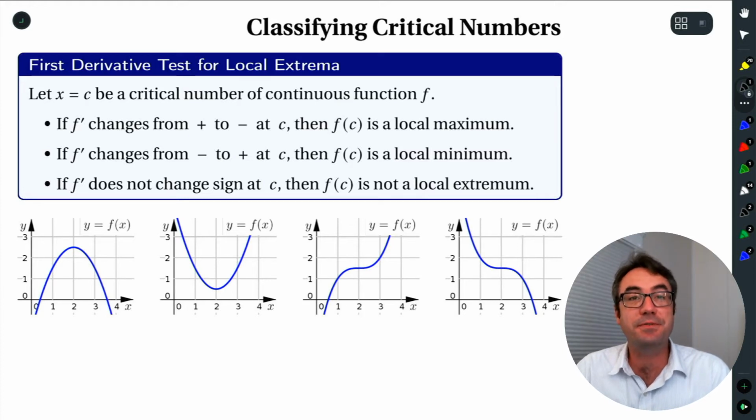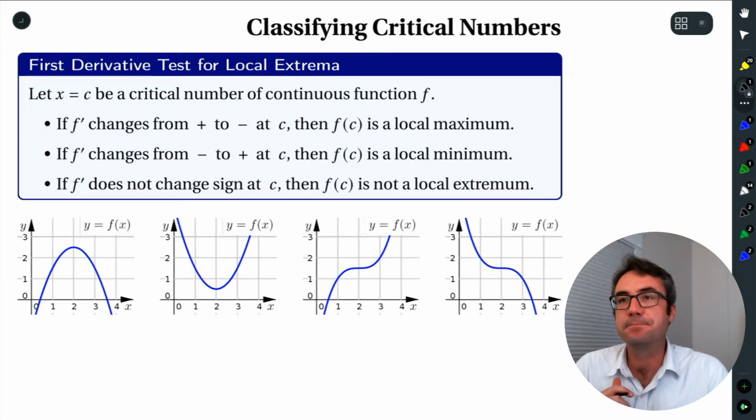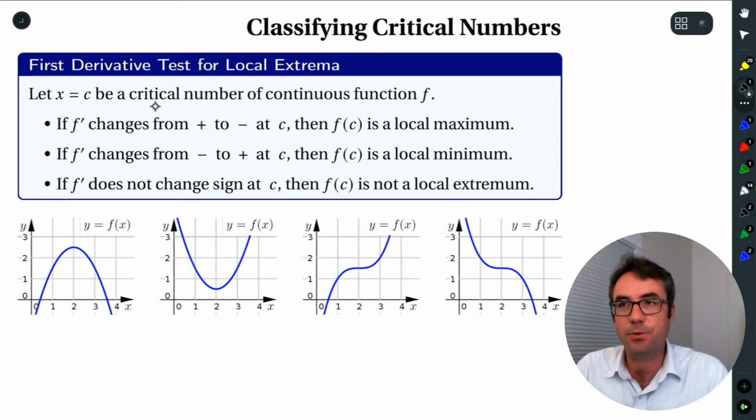Let's look at the first derivative test. So here we go. Let's read through it, and then we'll look at a few little examples to really illustrate what's going on. All right, so let's suppose that x equals c is a critical number. And again, this is the first derivative test because it's going to involve information about f prime. All right, so let's say x equals c is a critical number of our continuous function f.